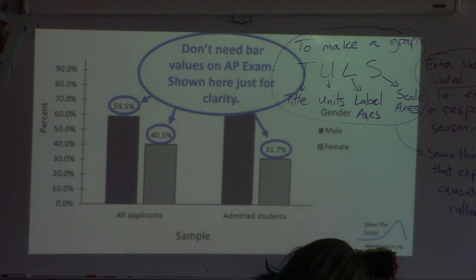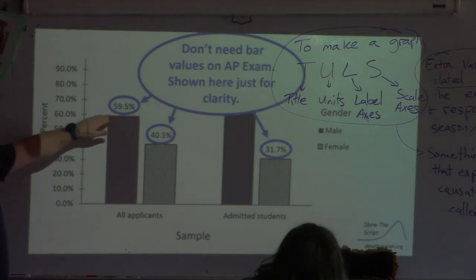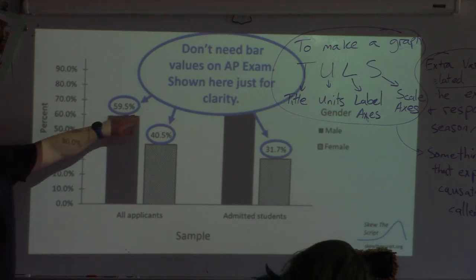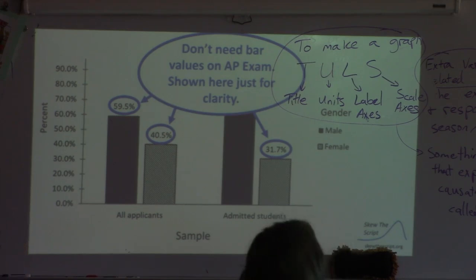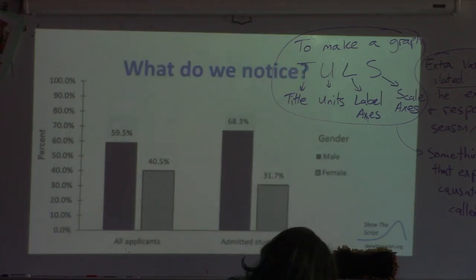You don't need bar values on the AP exam like this. They just show it for clarity, because you can see if you've scaled it well, roughly what it is. It doesn't have to be perfect, it doesn't have to be exact. That's one of the things I love about statistics: you don't have to be super duper exact, like 55.234. No, I can estimate it, okay?